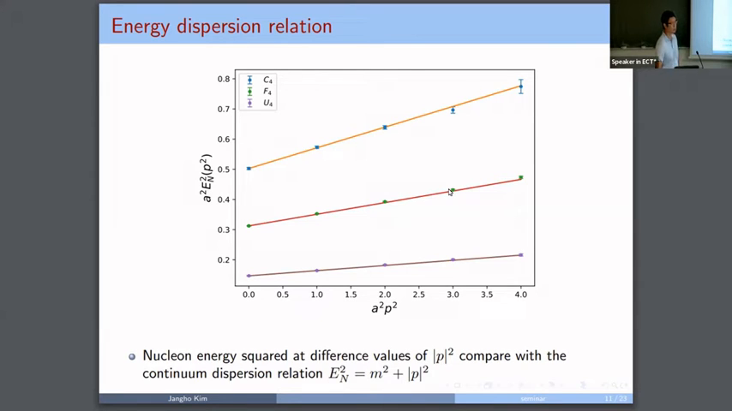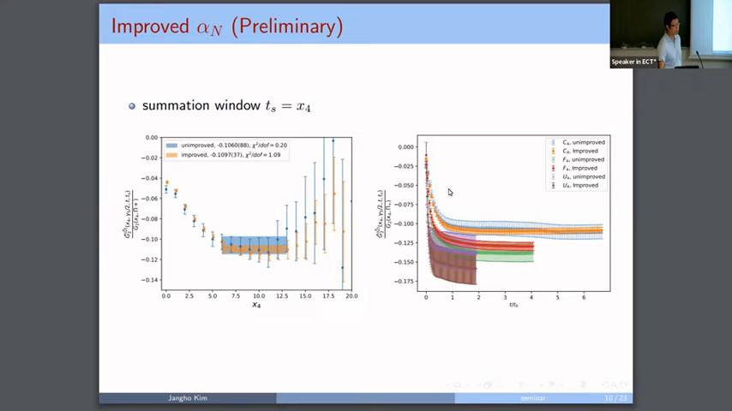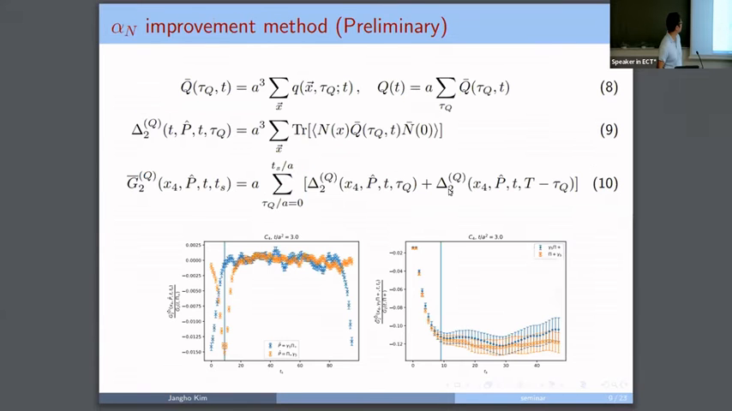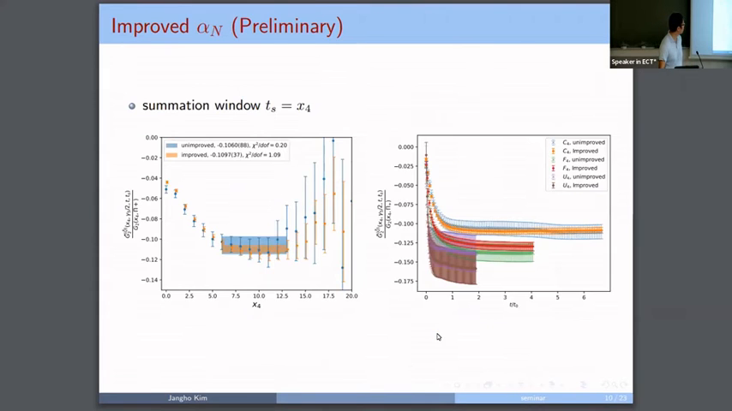Question: could you please repeat what improved stands for? What is the improvement here? Unimproved is this data, improved is this data. They agree within the error, but here the error is much bigger and here the error is much smaller.